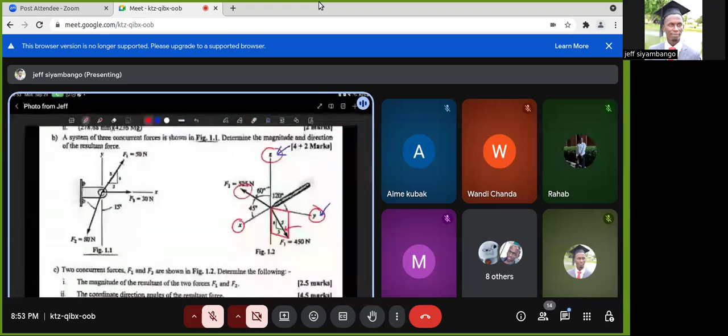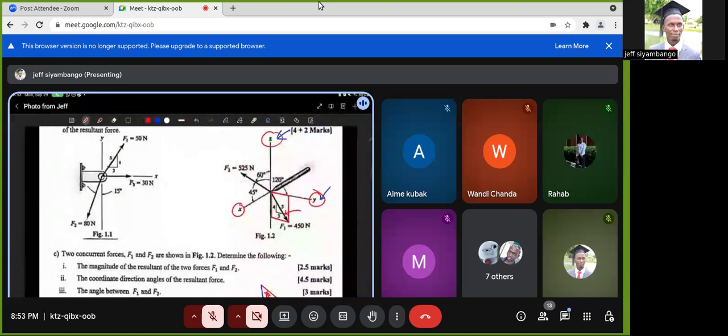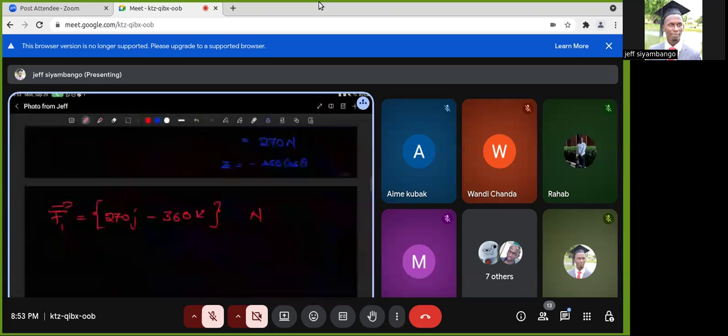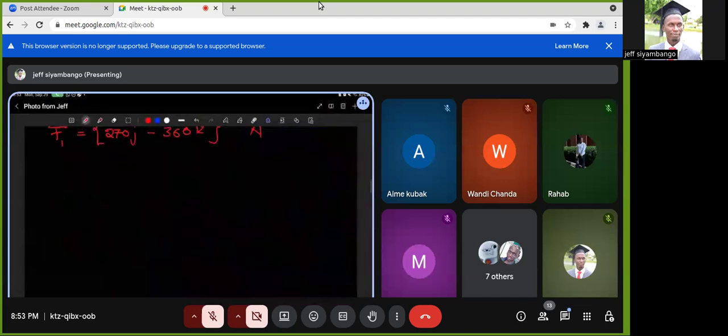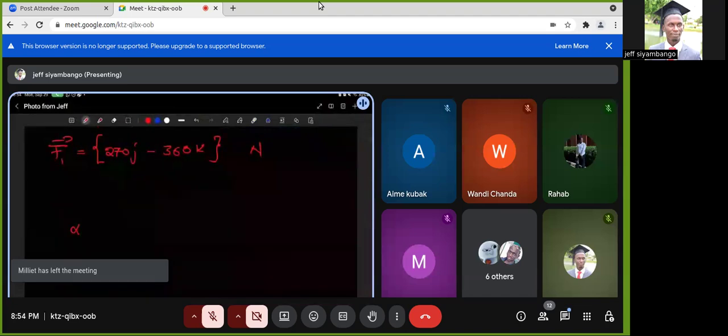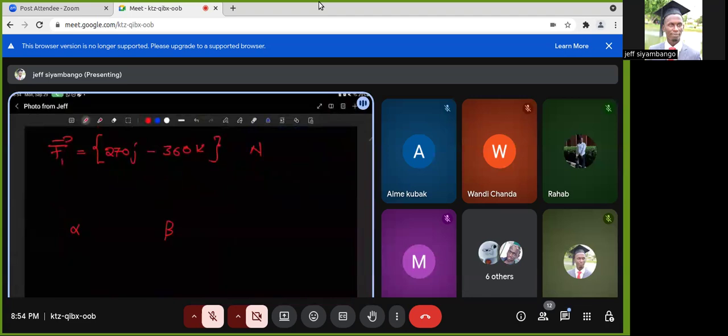For F2, however, we're not given a small triangle like for F1. Instead, we are given angles. And in this case, observe that they have actually given us the directional angles for F2. So the directional angles alpha, beta, gamma. Alpha is the directional angle between the x-axis and the vector. Beta is the directional angle between the y-axis and the vector. Gamma is between the z-axis and the vector.